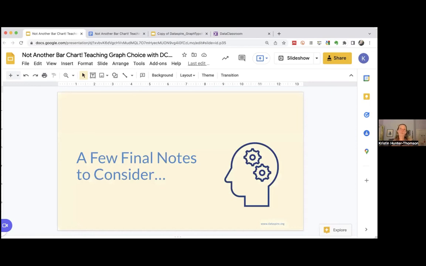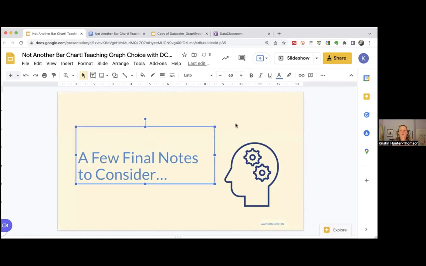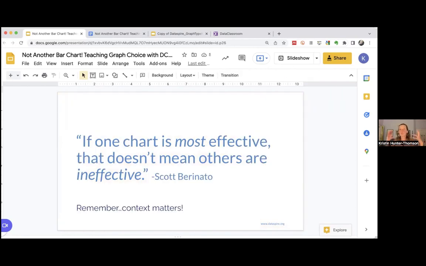I've got a few final things that I want to leave you with before we drop off today. So one of them is we've talked a lot about graph type and how we can align our graph type with the type of question that we're asking. And I just want to share that although a graph type can be more effective for the question we have, it doesn't mean that every other graph type is ineffective. So the choice has to come into this.